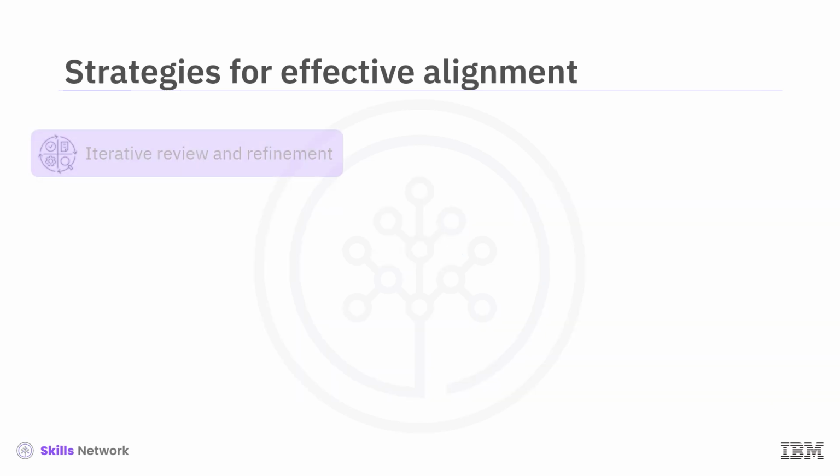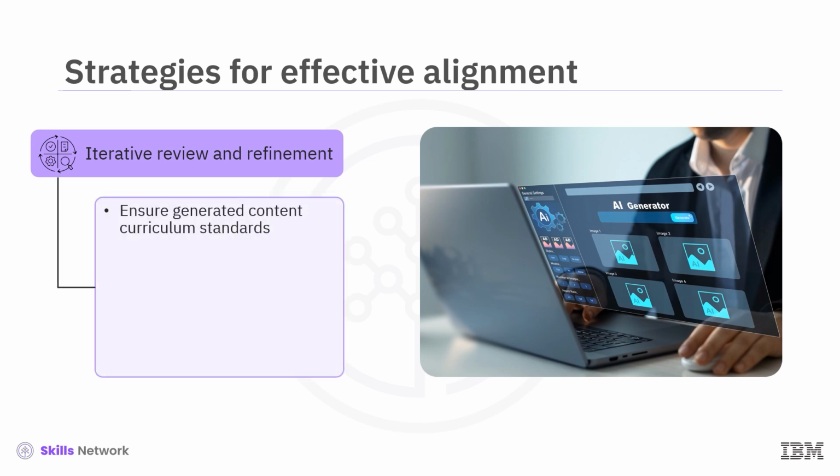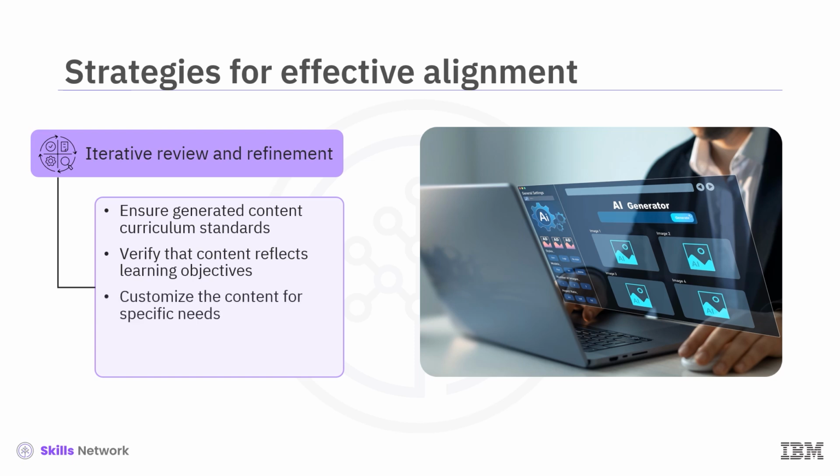The fourth strategy is iterative review and refinement. Your AI-generated content is just the beginning. Once you have a draft, carefully review it to ensure it aligns with your curriculum standards. Verify that the content accurately reflects learning objectives to check for consistency. Adapt it to fit your classroom's specific needs while maintaining alignment with the curriculum. Finally, collaborate with colleagues to gather feedback and enhance accuracy.